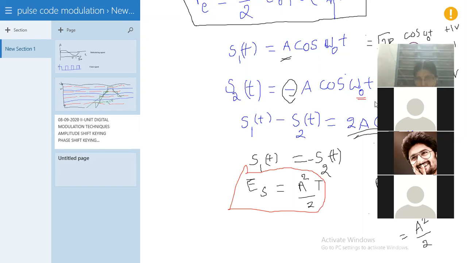So S1 of t is equal to minus S2 of t, so directly here we can take it. So this bit energy Es is equal to A square by 2.